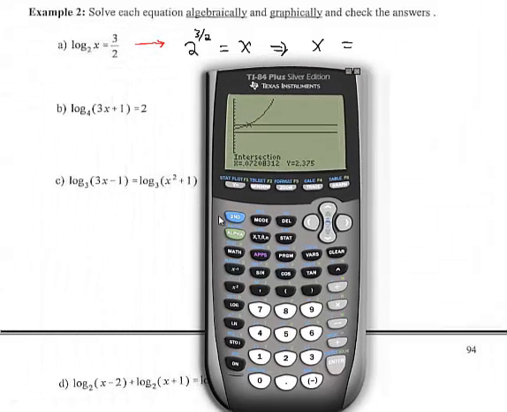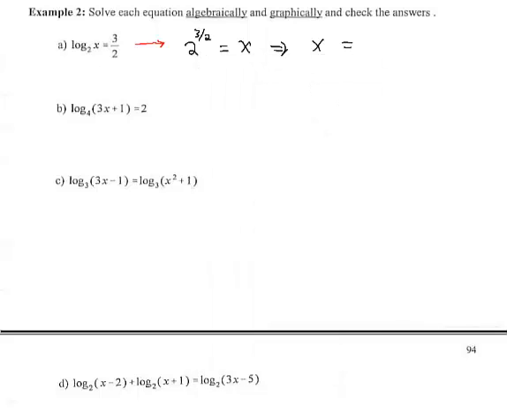What do we get? We go to second quit to get to our home screen. 2 to the 3/2, enter. And so this is the exact answer, 2 to the 3/2. But if we want to round it and get an approximate answer, we could say 2.83 if we round it to the nearest hundredths. I'll put the approximate symbol here in place of the equal sign: x ≈ 2.83.